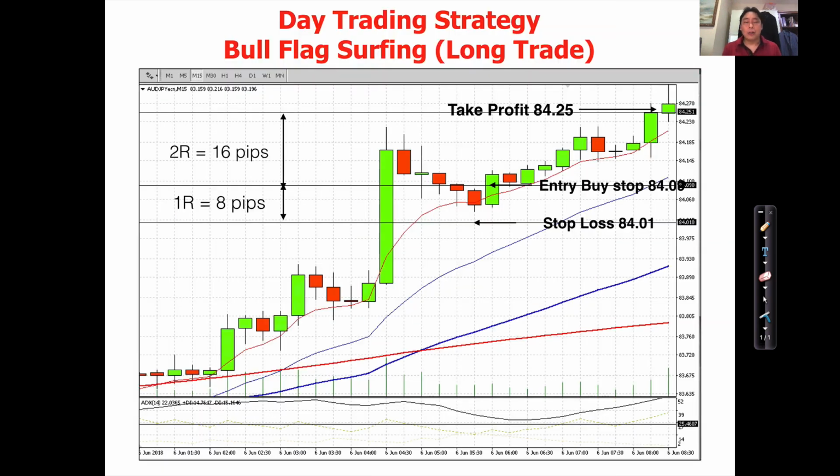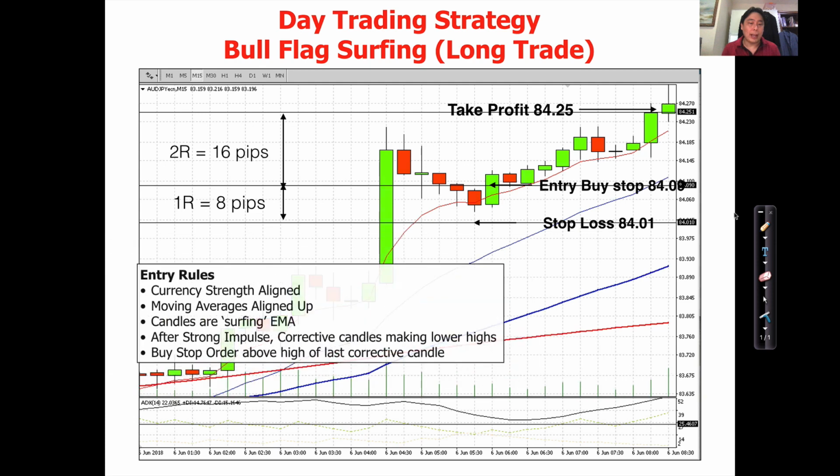All right. So I know a lot of them were talking about BFS. BFS, what the heck is BFS? BFS is one of the trading strategies that we use in our community, and it's called the bull flag surfing strategy, right? And as it implies, we look for currencies that are very strong against very weak currencies. So what are the entry rules?